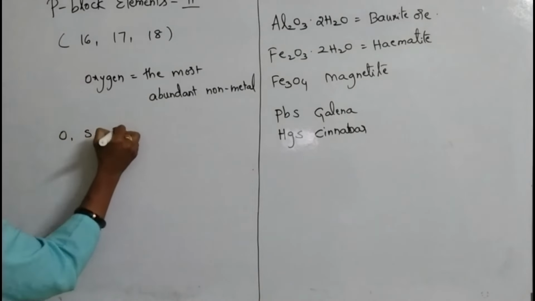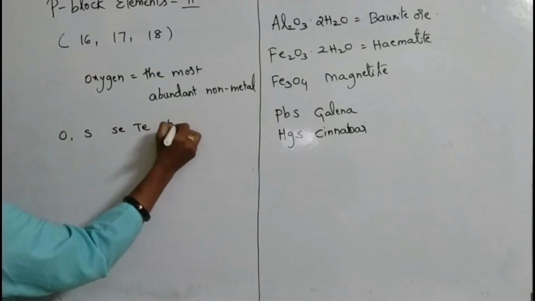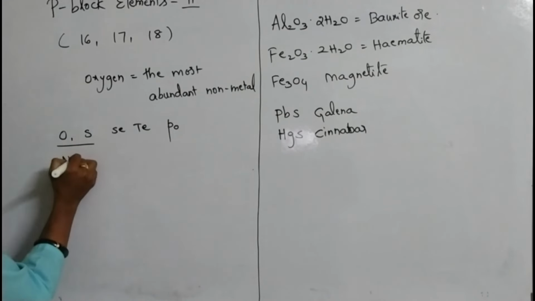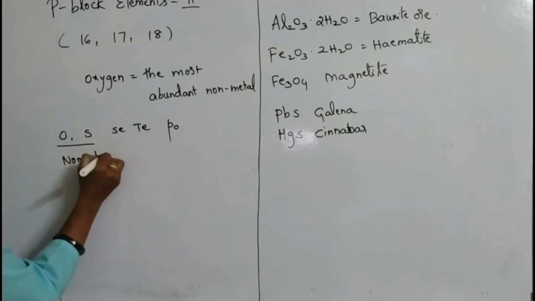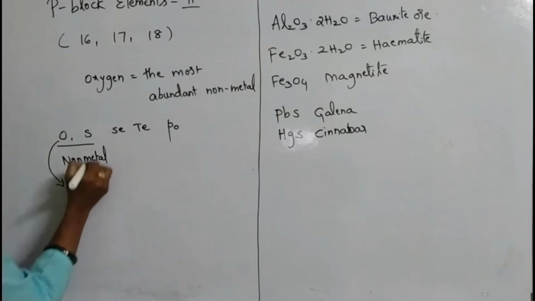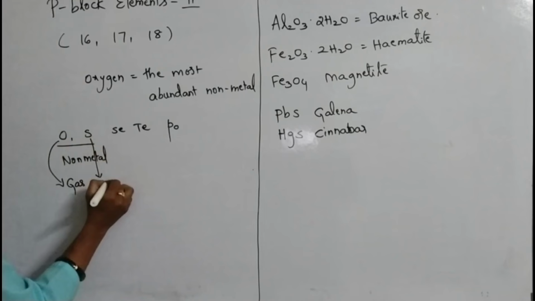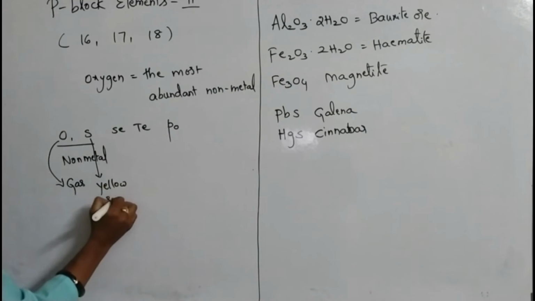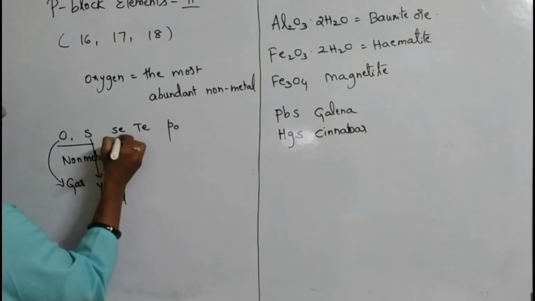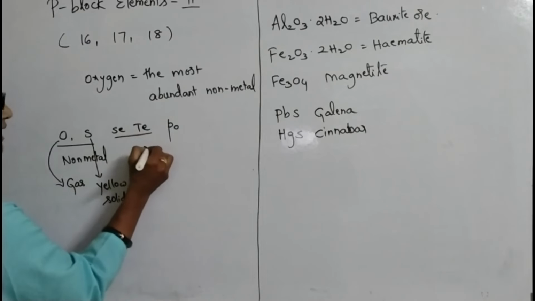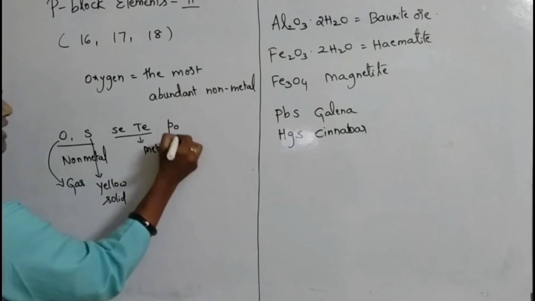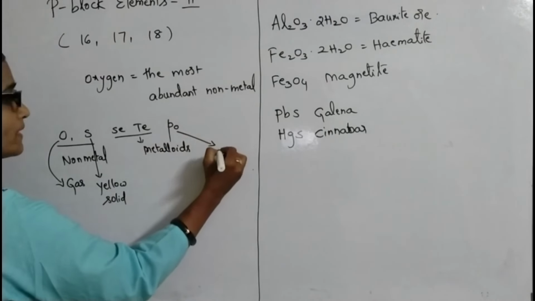The elements here are oxygen, sulfur, selenium, tellurium and polonium. Oxygen and sulfur are non-metals. Oxygen is a gas, whereas sulfur is a yellow colored solid which appears in the form of powder. Selenium and tellurium are metalloids, and polonium is a metal.